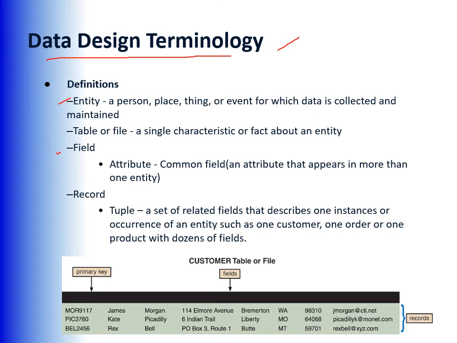Record, also called tuple, is a set of related fields that describes one instance or occurrence of an entity, such as one customer, one order, or one product. A record might have one or dozens of fields, depending on what information is needed. This is an example of a table or file of the database.